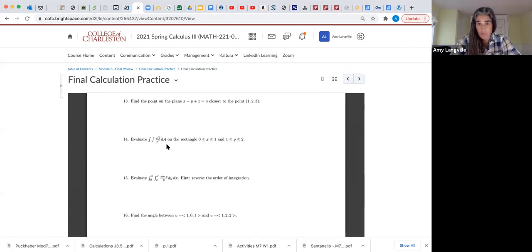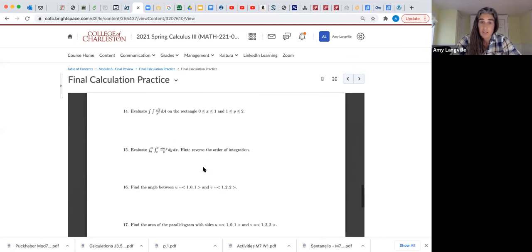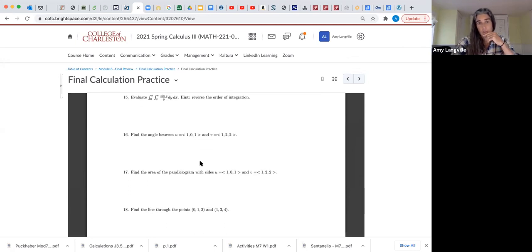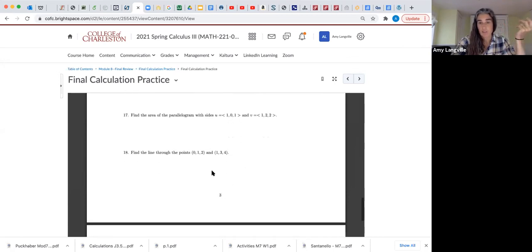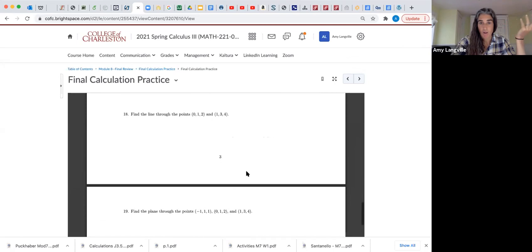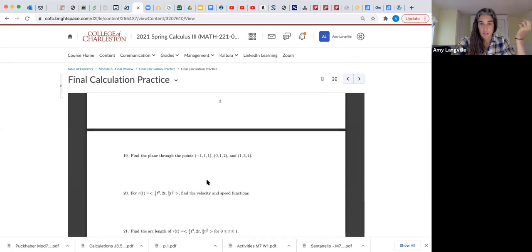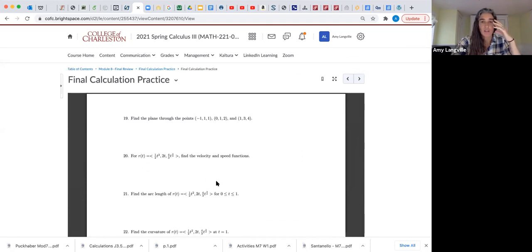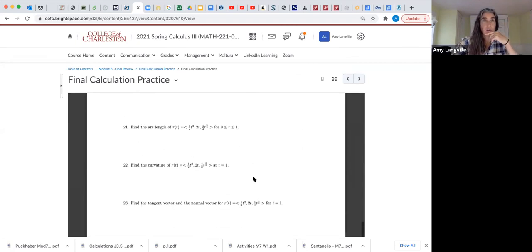Okay, double integrals. We've talked about those on rectangular regions. Super easy in that case. Another double integral one. Okay, then we get into book 3.5, and we're doing all these things with, we can get angles, we can get lines through points in Rn, planes. What else? Oh yeah, we took derivatives then of space curves. This is a space curve, and we could find tangent vectors, normal vectors.